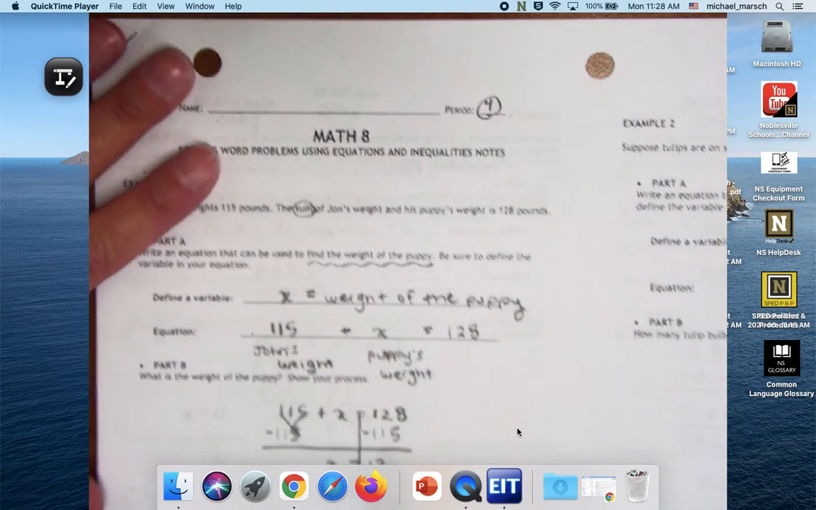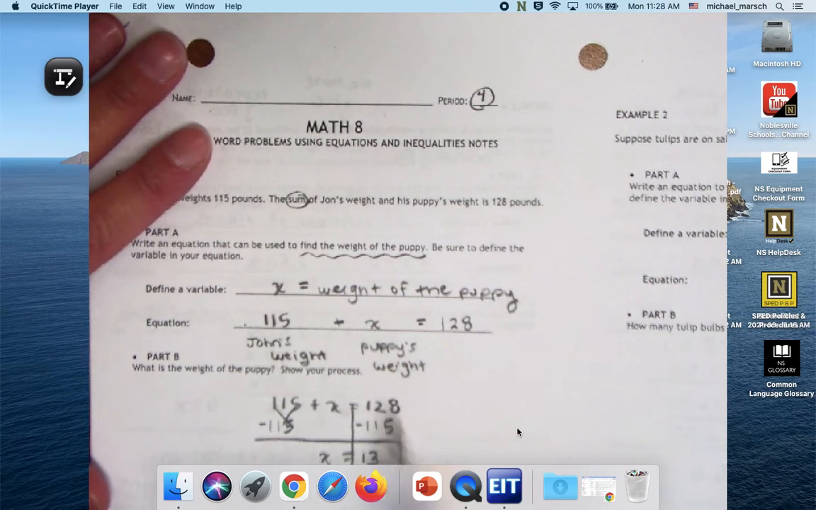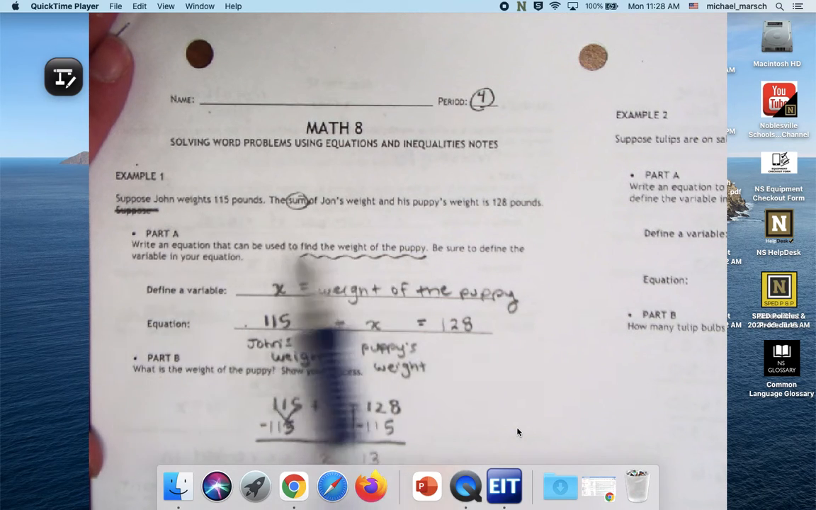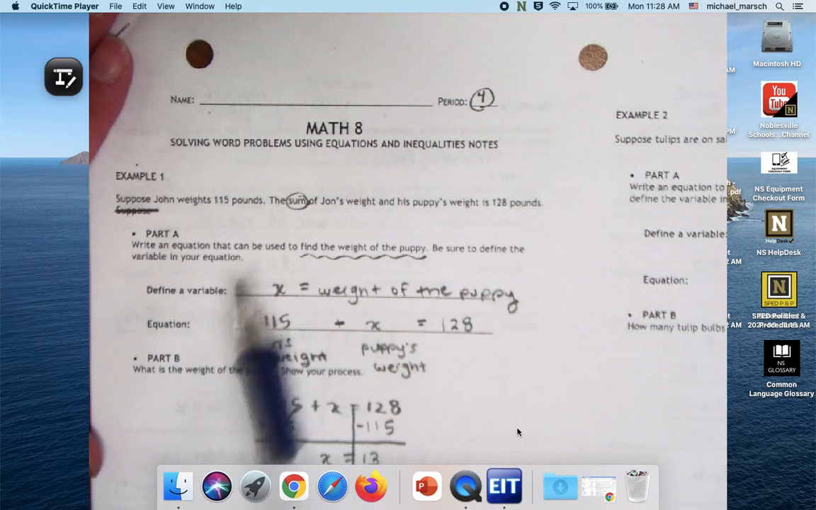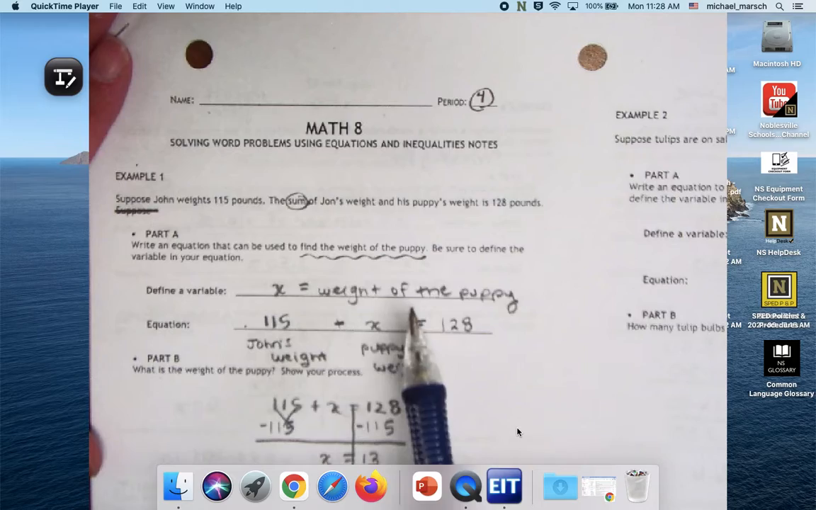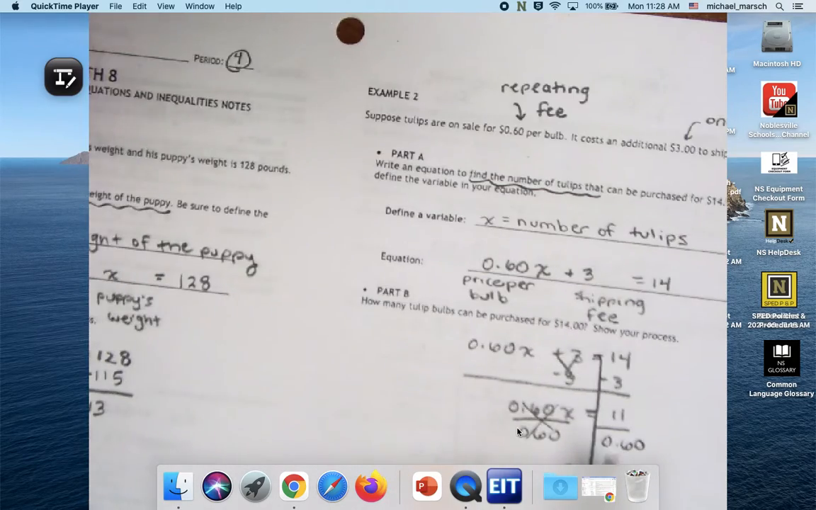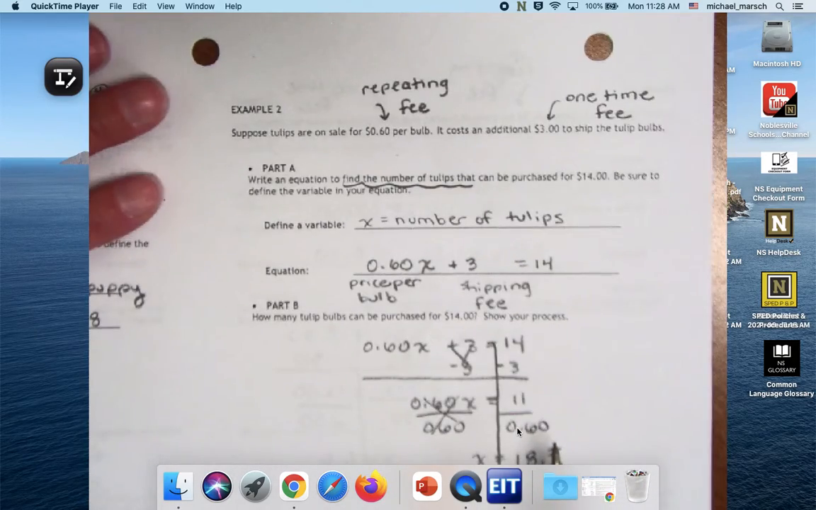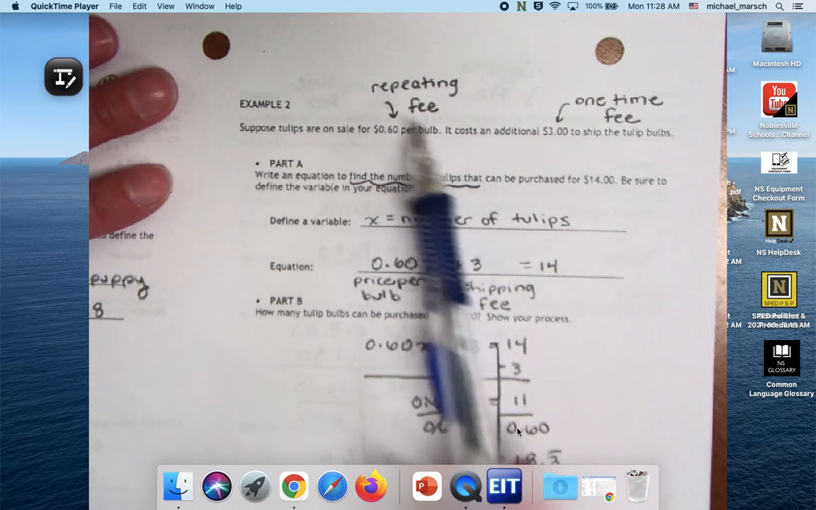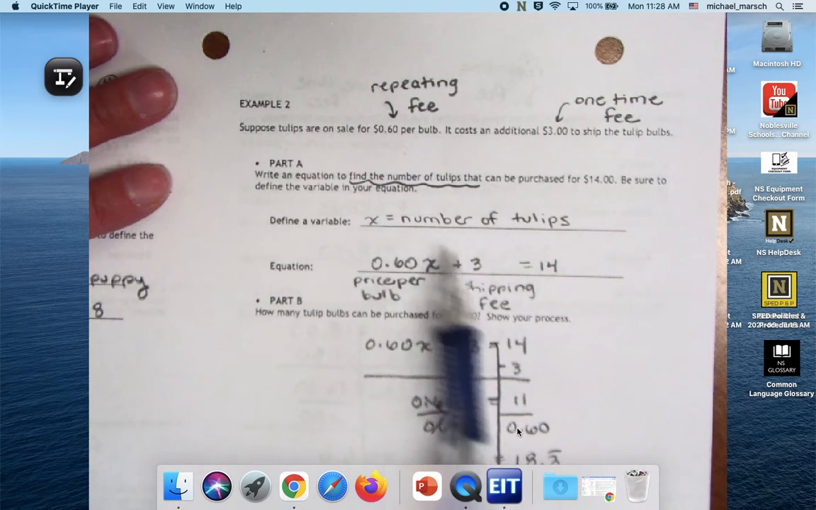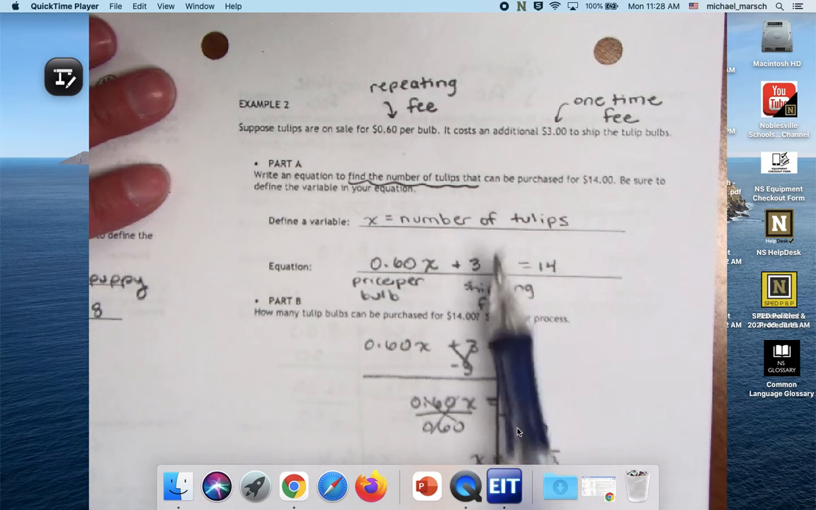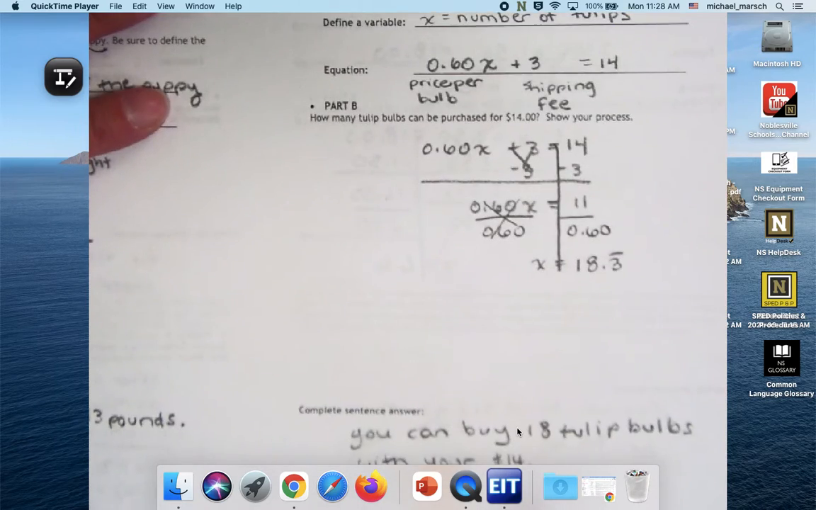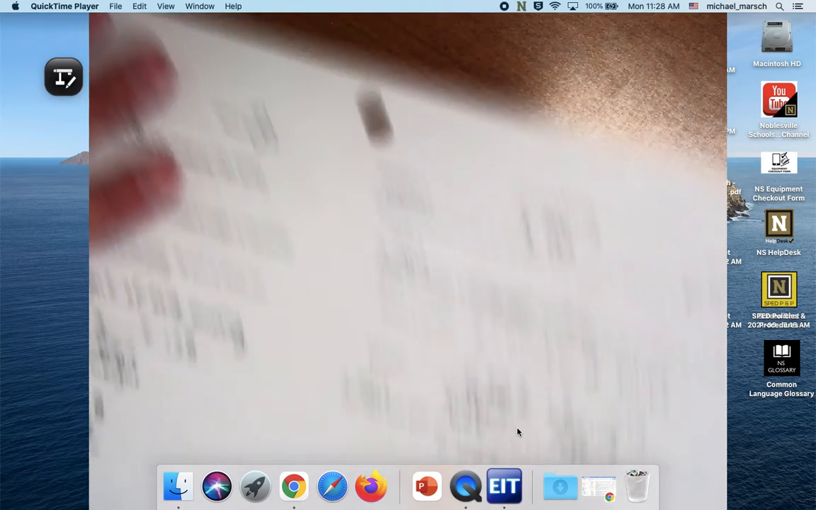Friday. We did this super simple one about the puppy, right? Just so we could do the strategies of finding different parts and how to find what we're talking about for the variable. Then we did this situation about tulips, right? We found the repeating fee, which will always be attached to whatever our variable is. Our one-time fee, we knew we could get 18 tulip bulbs.